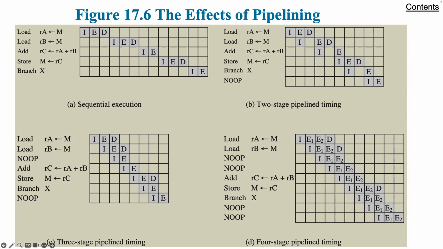Figure 17D shows the results with a four-stage pipeline. Up to four instructions at a time can be underway, and the maximum potential speedup is a factor of four. So note again the use of no ops to account for data and branch delays. And so there's a couple of no ops. We have to wait for everything to come out of the other end of the cycle. So that's just truth in advertising.